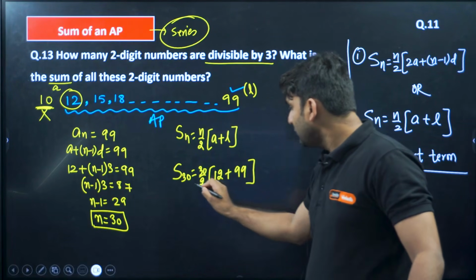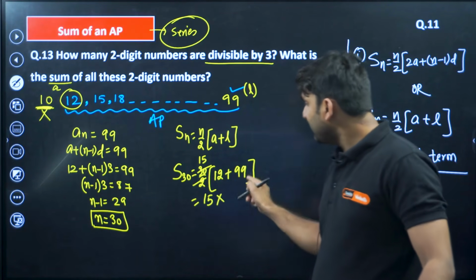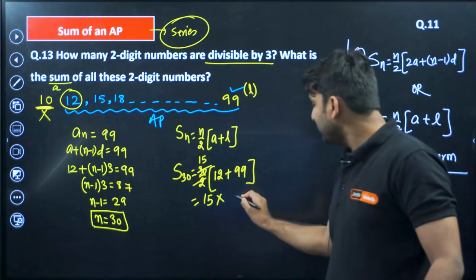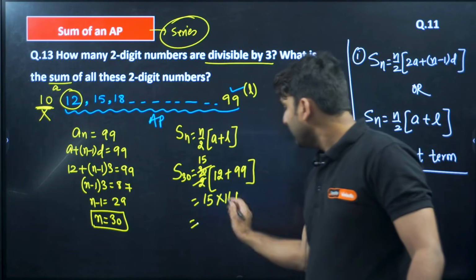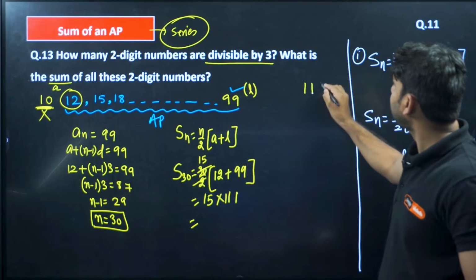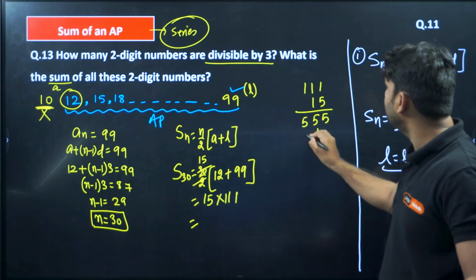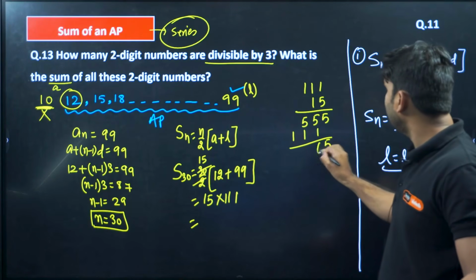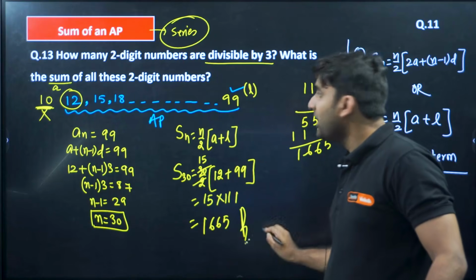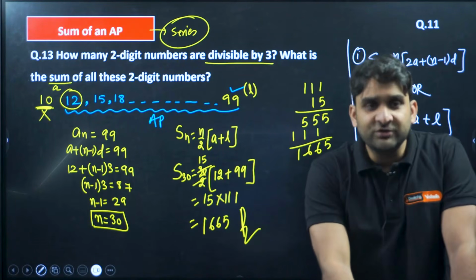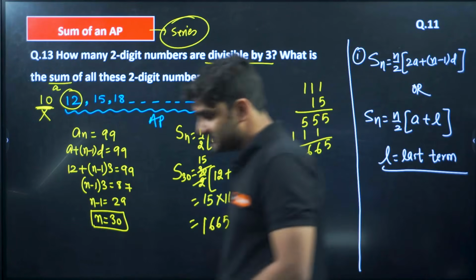Now solve. 2 will cancel, leaving 15 times. 99 plus 12 will be 111. Now please multiply 111 into 15. 5 ones are 5, 5 ones are 5, 5 ones are 5, and 1 into 111 is 111. So this is 1665, the answer. So the sum of 2-digit numbers which are divisible by 3 is 1665.